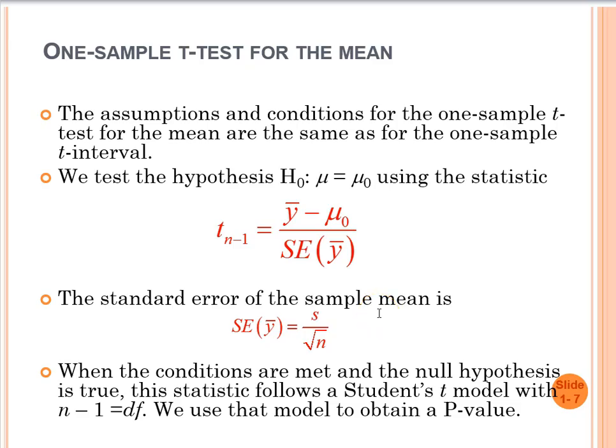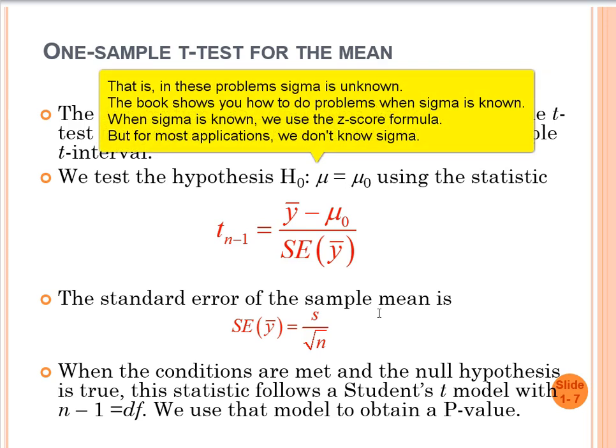Now that is how you go about calculating a one-sample t-test for the mean and obtaining a p-value. Now the important distinction that I want to make is that in these problems, we do not know the population standard deviation. That is unknown. In your book, they write this as sigma is unknown.